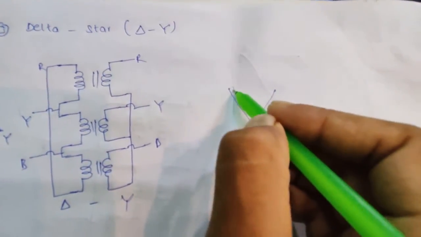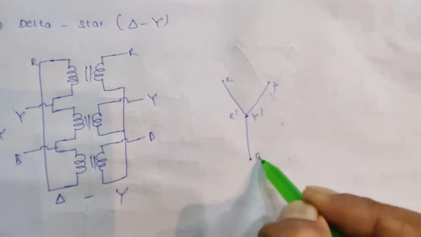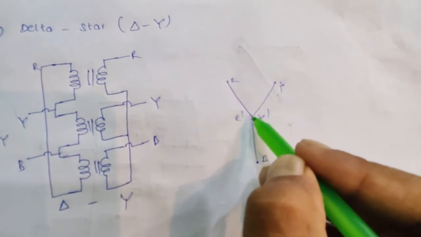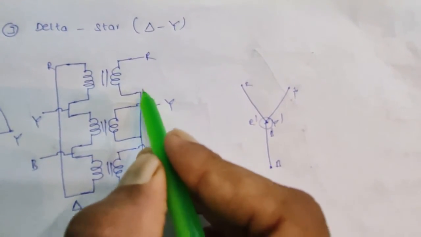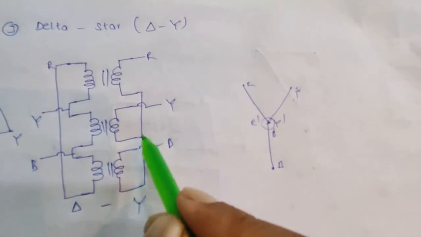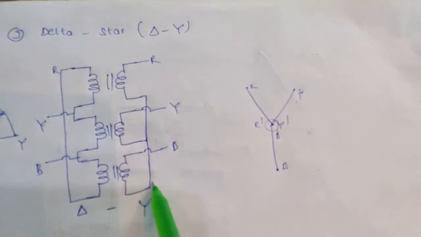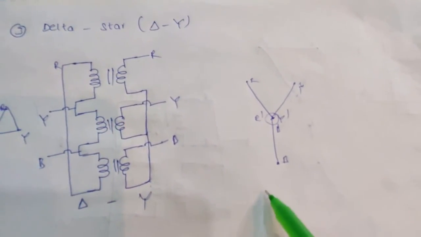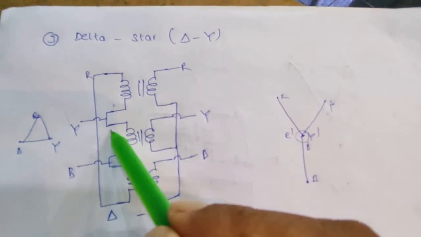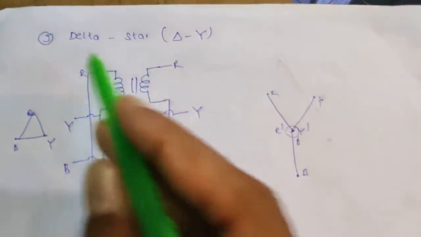This is R dash, Y dash, B dash. These R dash, Y dash, B dash are connected at a node. So that's why we have to connect like this. These dashes are connected at one point. Coming to delta, they are connected in series manner. These R dash and Y are connected, Y dash and B are connected, and B dash and R are connected. So this is the connection for delta to star.